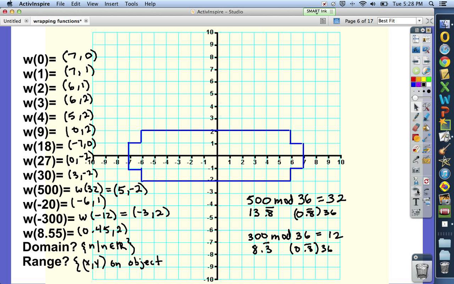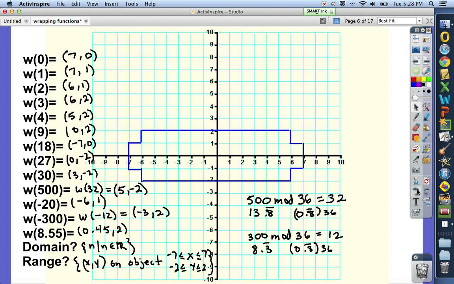And the range is a set of ordered pairs. All the output values are ordered pairs. So we say they're the set of (x, y) on the object. And in this case, the x's could be between -7 and +7. The y's could go from -2 to +2.